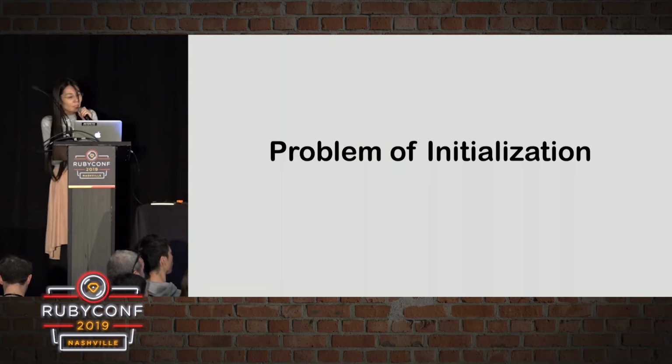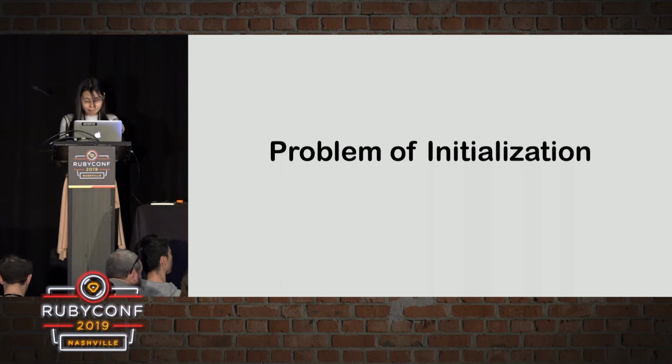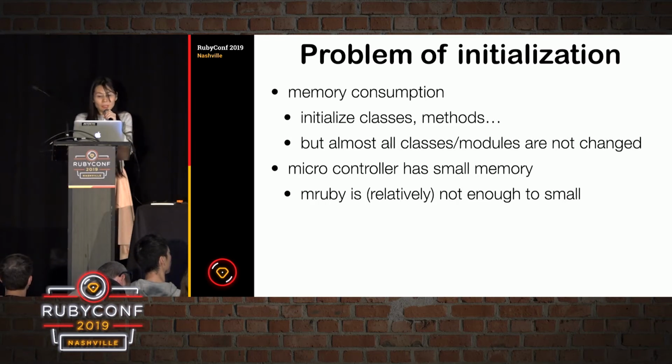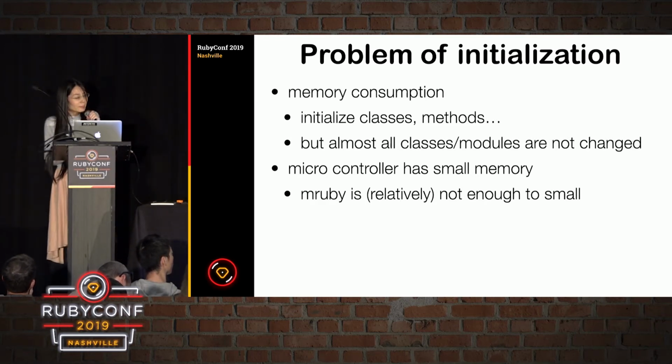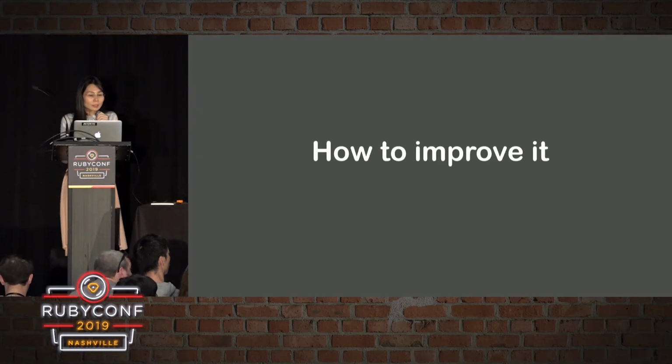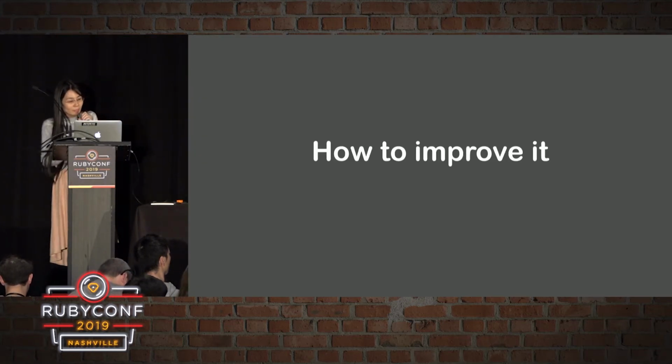Now, let me explain what we want to improve. The challenge here is memory consumption. All class and method initializations are spread out in memory. But most classes and methods don't change at runtime. So we want to save memory in low-memory environments, such as microcontrollers. So we came up with a way to improve memory consumption.